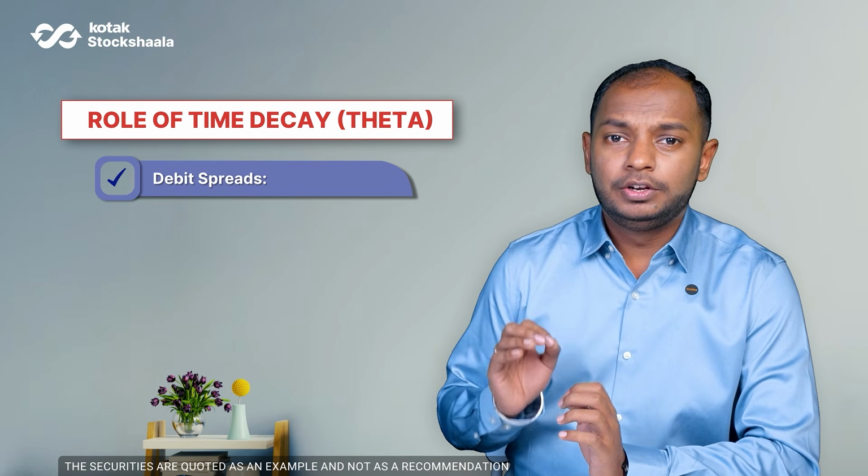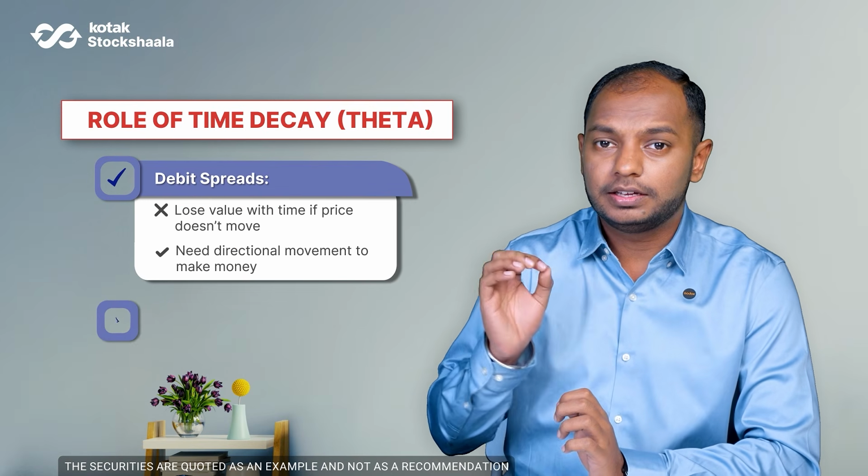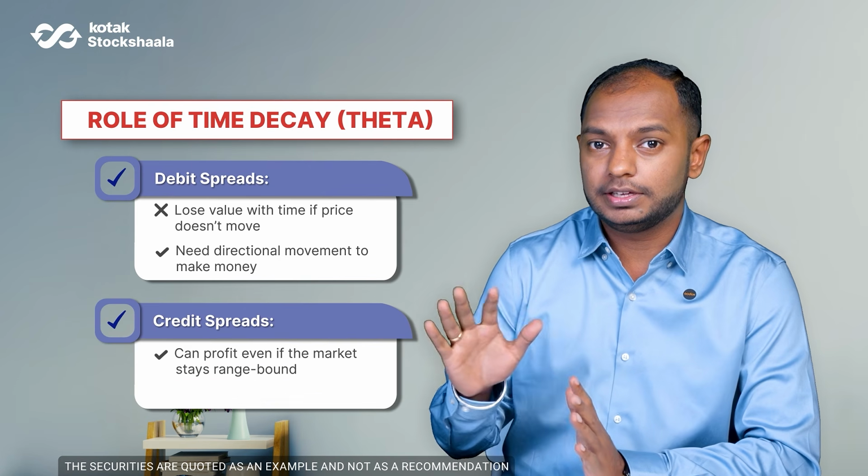Debit spreads lose value with time if nothing else moves in the market, whereas credit spreads make money if nothing else changes in the market. So let's understand in which kind of volatile situations can we use each of them.